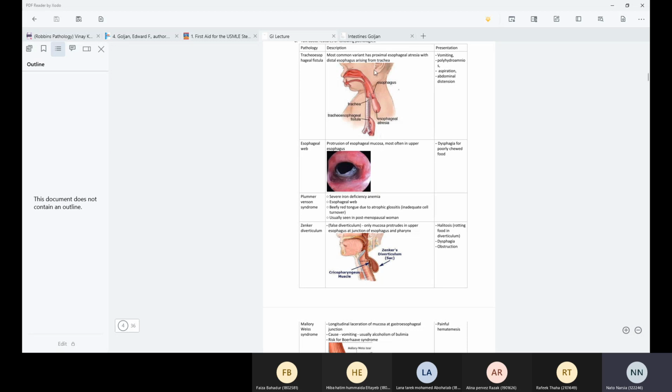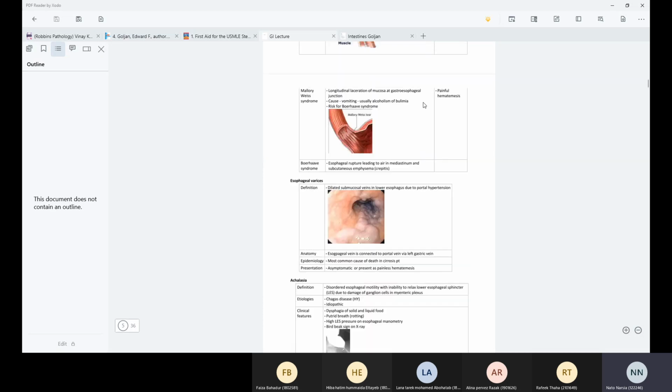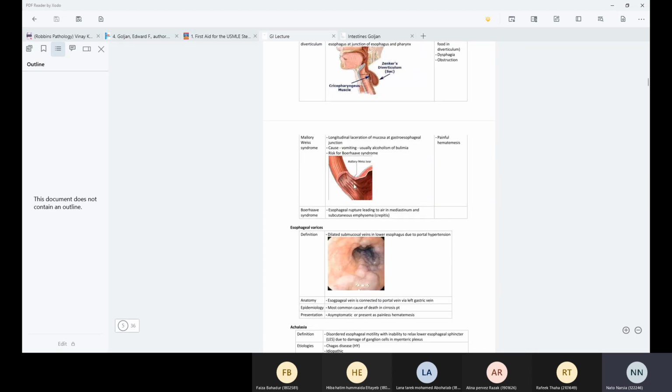Now let's go down. That is atresia, that is a web you can find somewhere around this area. You should know here this triad: iron deficiency anemia, this web, and beefy tongue, that is important. And in any board exam, you will find this question, okay? In any like USMLE or whatever, these are all really high yield topics.